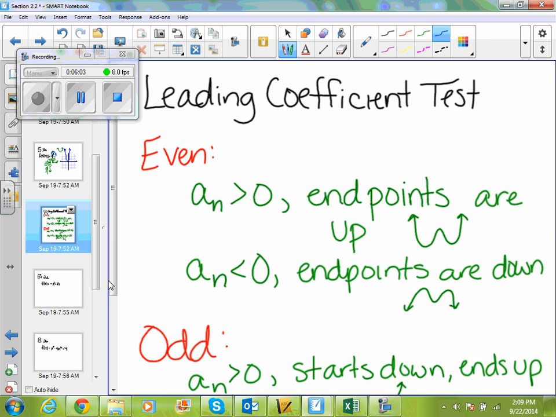Okay, so if your a sub n, that's your leading coefficient, is greater than 0, then your endpoints are going to end up. And that's if it's an even function. Even functions, your endpoints are always the same direction. So if it's an even function and your leading coefficient is positive, meaning it's greater than 0, then your endpoints are up. If your leading coefficient is negative or less than 0, then your endpoints are going to be down. Okay? So that's for any even function.